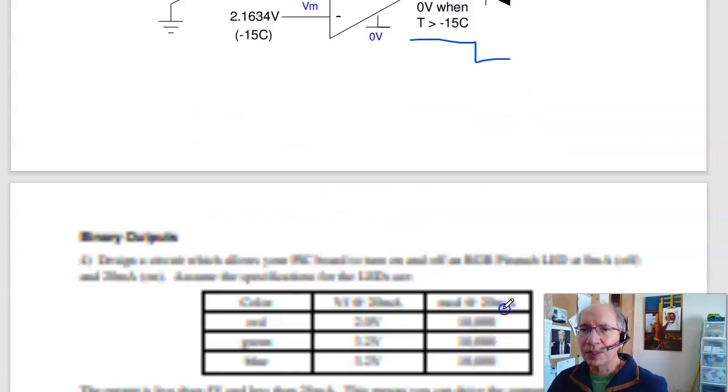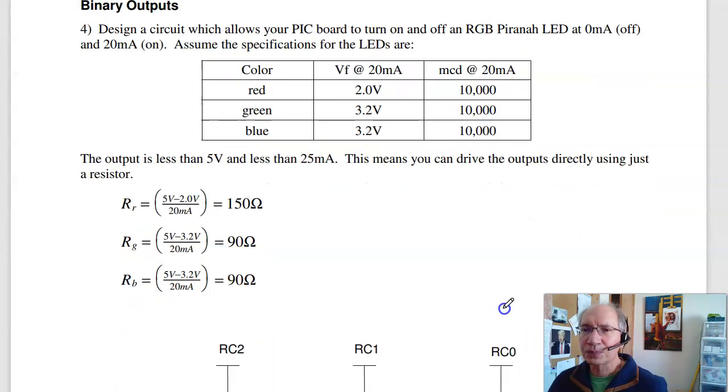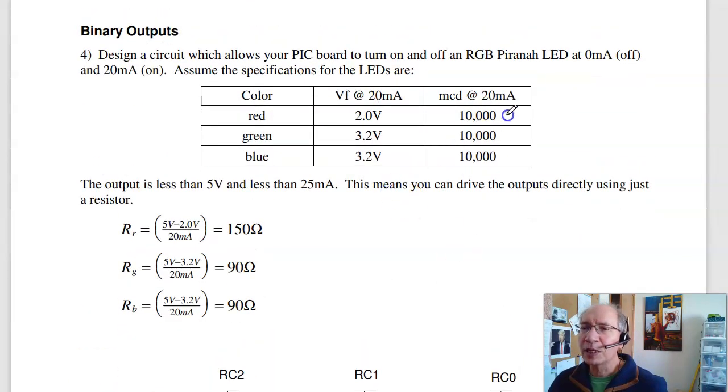Problem 3. That was 3. Problem 4. Design a circuit to output 20 milliamps for each diode of an RGB LED. Basically, output full power, full brightness.